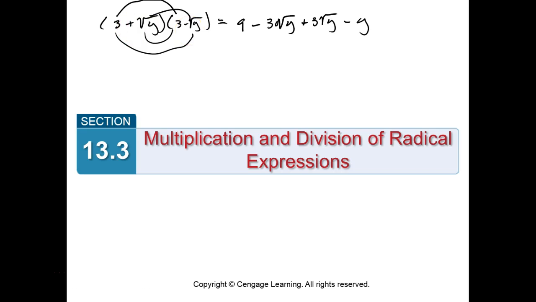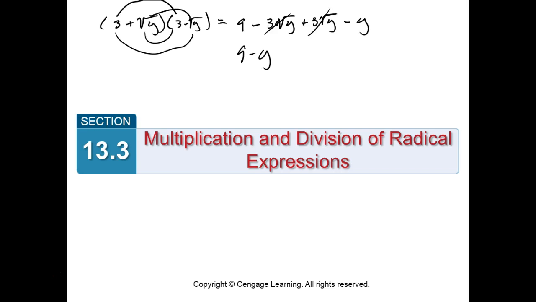Square root of y times square root of y is y. What happens to those middle terms? They disappear. They add to 0. Your answer is 9 minus y. The purpose of doing these is to show that the sum times the difference of the same two entities, which we call conjugates of one another, multiplied together always gives you the difference of their squares. The square of this is 9, the square of that is y, 9 minus y. That's the shortcut way to do it, but pinball works, as long as you do every pair that's out there. Does that make sense?